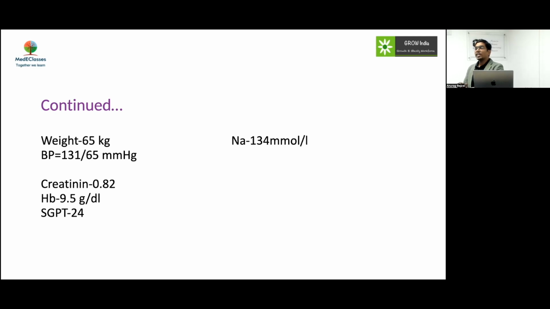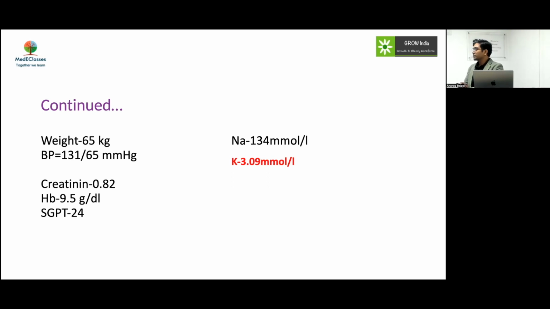Here, I want to highlight the electrolyte imbalance. The sodium was 134 and potassium was 3.09 millimole, which was suggestive of hypokalemia. Was she on thiazide at any point? Yes, at that time she was on a high dose, so it was explaining this hypokalemia. Sodium is 134, which is hyponatremia, and potassium is also on the lower side, so the thiazide was explaining this electrolyte imbalance.